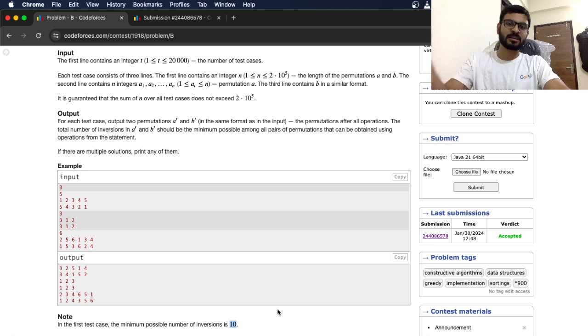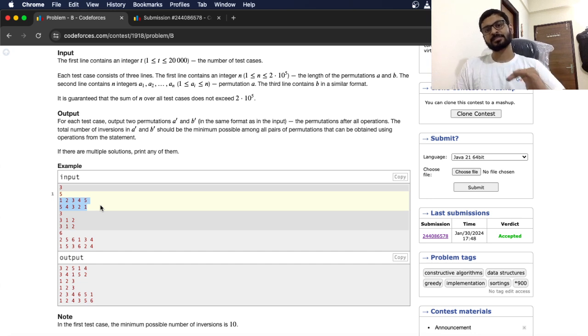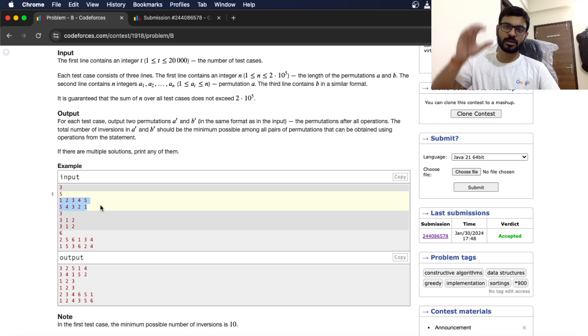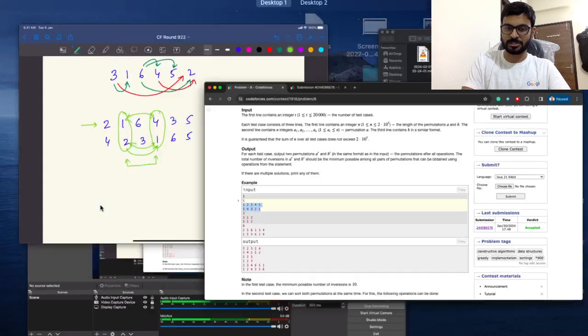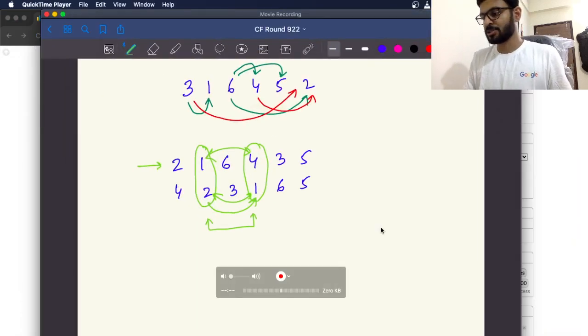So you can have other answers as well for this particular pair of permutations, but the minimum number of inversions cannot be better than 10. So you have to give one such answer such that you have the best number of inversions. Okay, so we know what inversions are, we know what the question is. Now let us see how we can solve them.